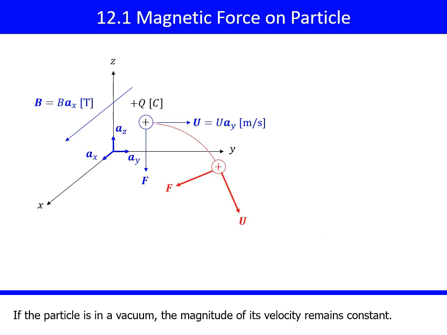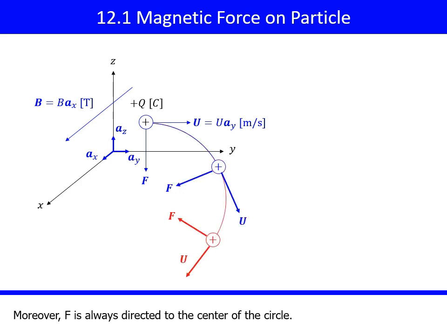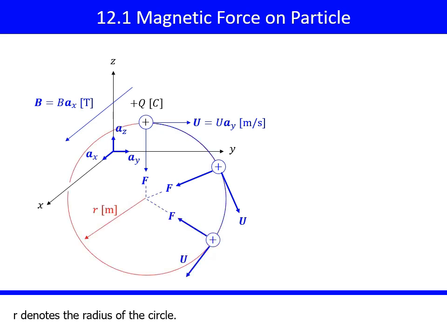If the particle is in a vacuum, the magnitude of its velocity remains constant. Moreover, F is always directed to the center of the circle. R denotes the radius of the circle. The magnitude of the force F equals quB.